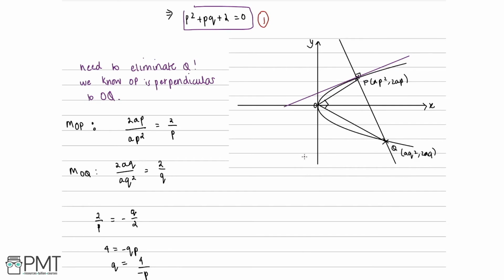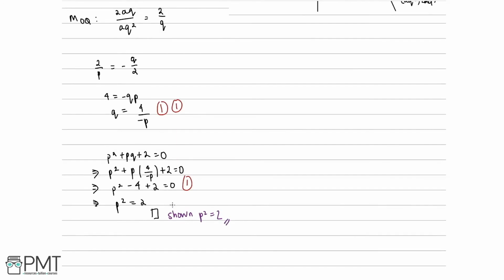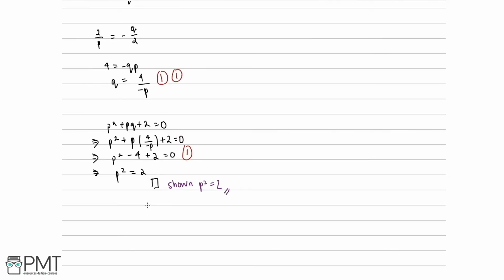You get another mark for finding the gradient of OP and the gradient of OQ, and using this fact to note that q is equal to minus 4 over p, so you get 2 marks over here. You get another mark for substituting back into our equation, and you get a method and an accuracy mark for rearranging in order to show that p squared is equal to 2.